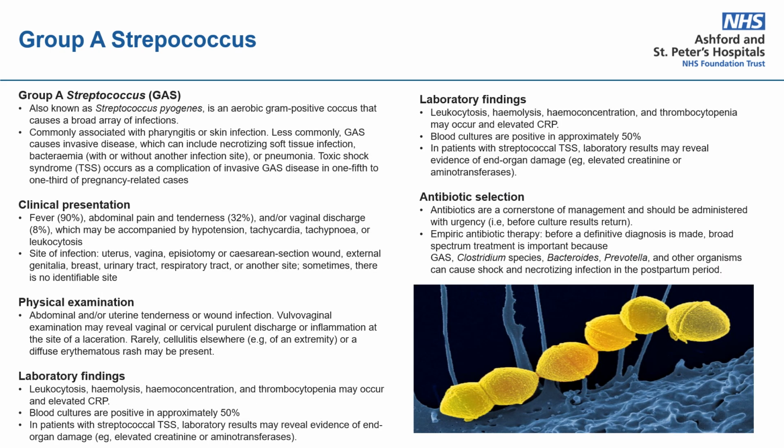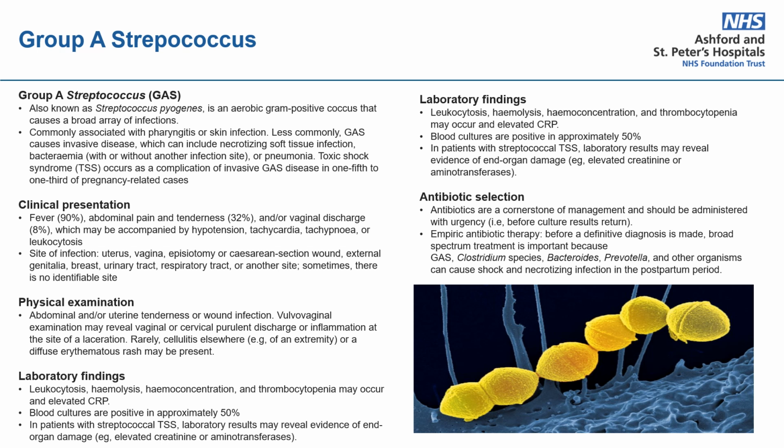Group A streptococcus, which is also known as Streptococcus pyogenes, is an aerobic gram-positive coccus that causes a broad array of infections. It's commonly associated with pharyngitis or skin infection. Less commonly, it can cause bacteremia or pneumonia. Toxic shock syndrome occurs as a complication of invasive Group A strep in 1/5 to 1/3 of pregnancy-related cases.